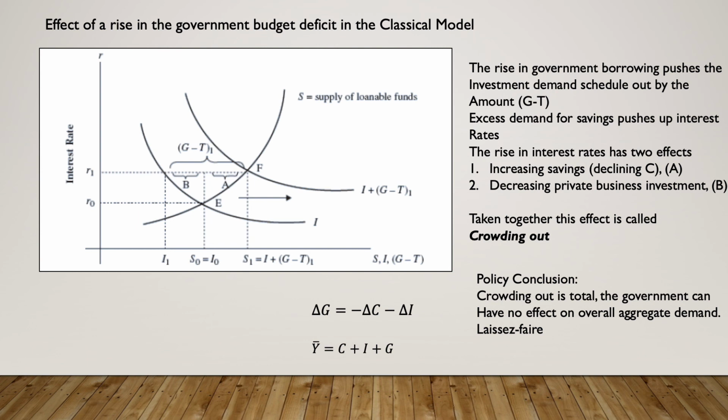Thus, we arrive at the policy conclusion. If crowding out is total, the government can have no effect on overall aggregate demand. Hence, they shouldn't even try. Take a laissez-faire approach. Governments shouldn't get involved in trying to stabilize the economy because they have no impact on the economy. In fact, another sort of corollary argument is that they do have an impact on the economy, they just don't have an impact on aggregate demand, output, or employment. The effect that they do have is that the composition of aggregate demand becomes increasingly dominated by the government and less determined by consumption and investment.